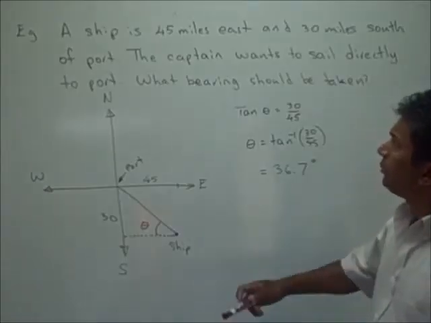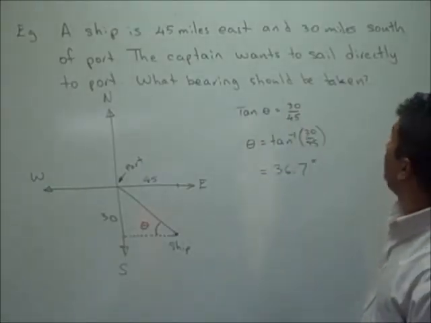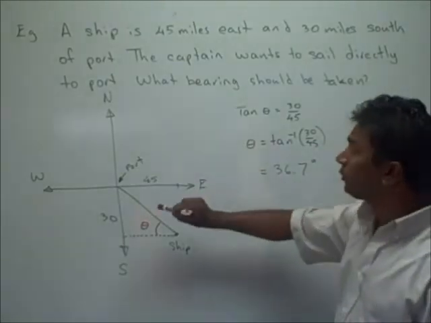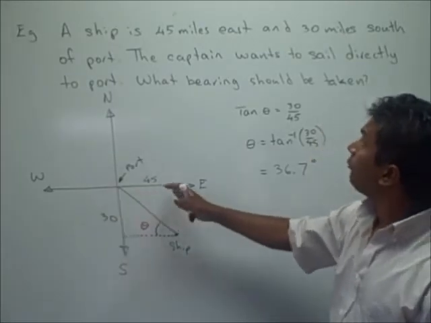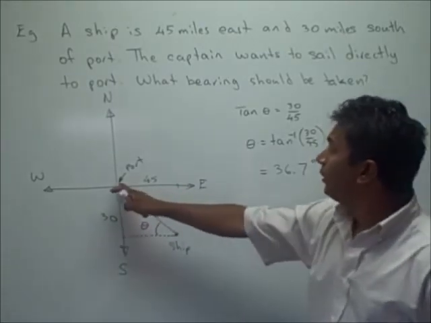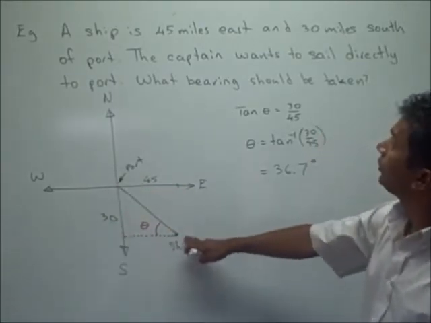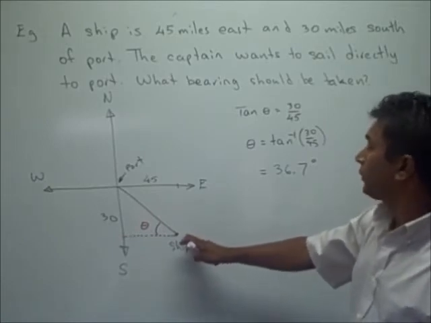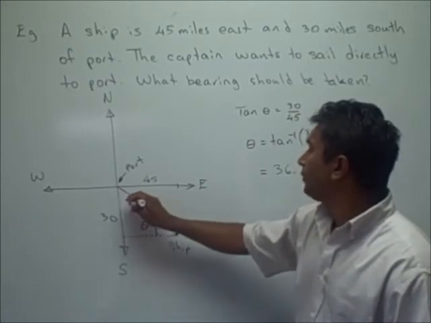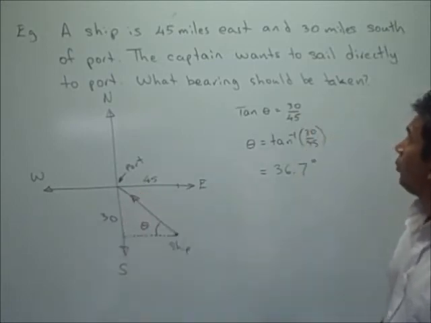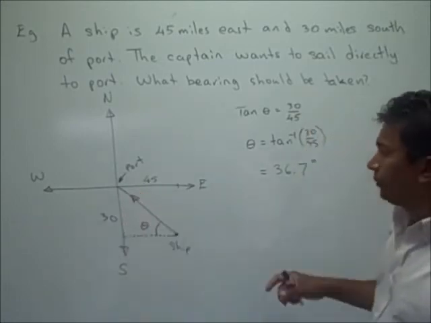Here we're told that our ship is 45 miles east and 30 miles south of port. So here's our ship down here, and here's our port. The captain wants to sail directly to port, so we're going from here to here. What bearing should be taken?